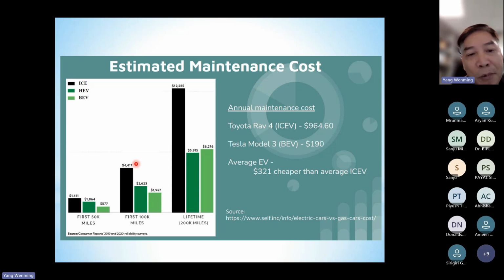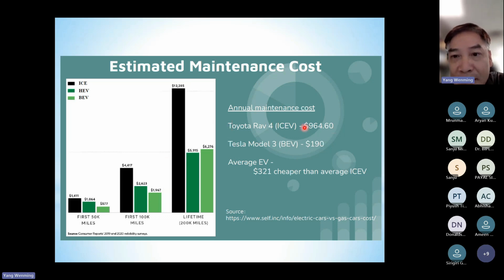In the first 100K miles, for the SE engine car the maintenance cost is about 4,400 US dollars, and for hybrid it is 2,600, and for the electric vehicle about 2,000 US dollars. For the lifetime, assuming the lifetime is 200K miles, the SE's maintenance cost is about 12,000, and this one about 6,000, and this one 6,300 US dollars. So if we compare the maintenance cost, the SE has the highest maintenance cost, and the electric vehicles in most cases have the lowest maintenance cost.